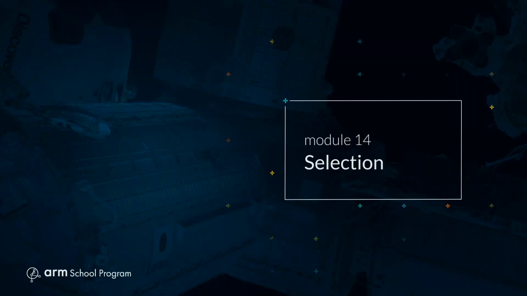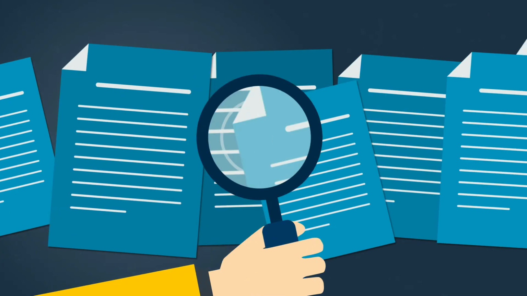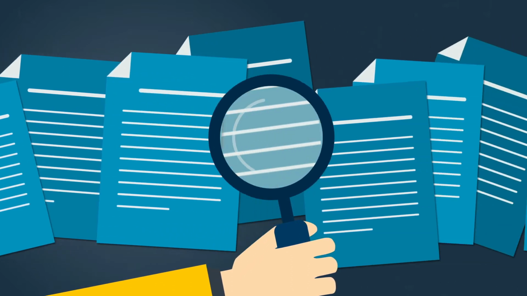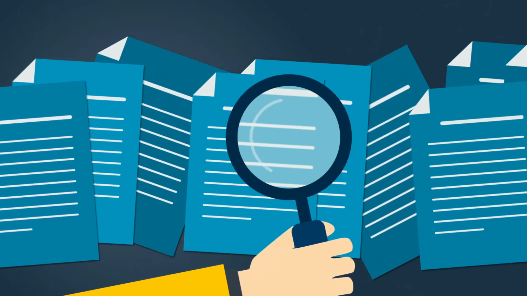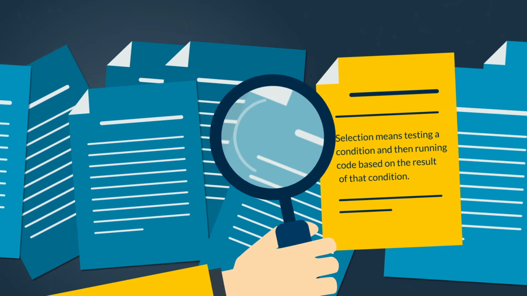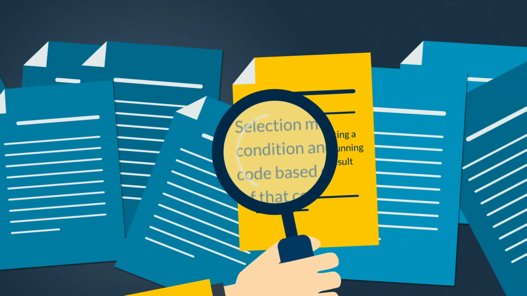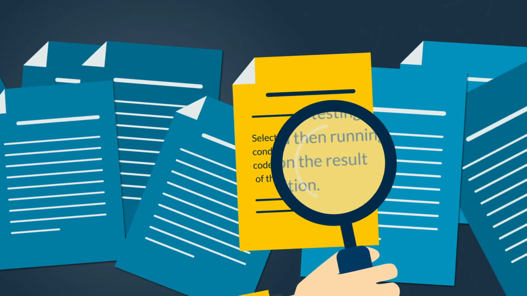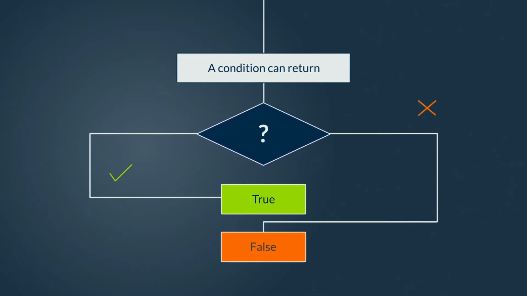Module 14. Selection. If you've been working through the units, you will have used selection already, but we're going to look at it a bit closer here. Selection means testing a condition and then running code based on the result of that condition. In Python, the condition can only result in true or false.